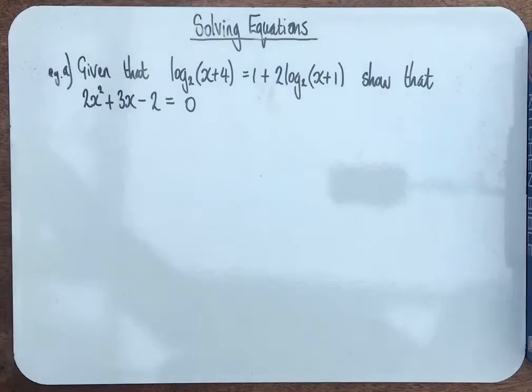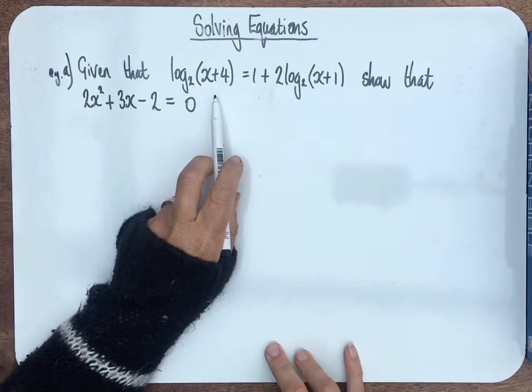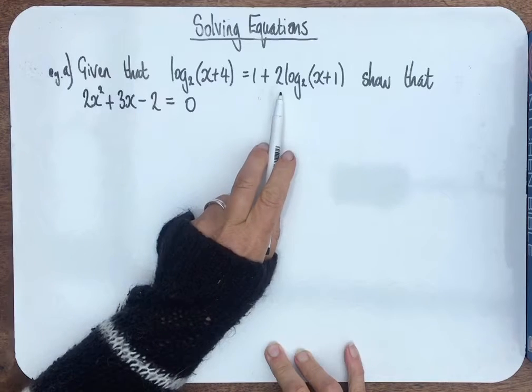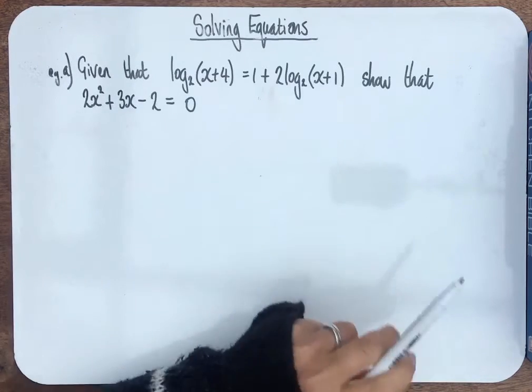Okay, we need to do a little bit of work on solving equations with logarithms in them. So this is kind of first port of call. So I have log to the base 2 of (x + 4) equals 1 plus 2 log to the base 2 of (x + 1).